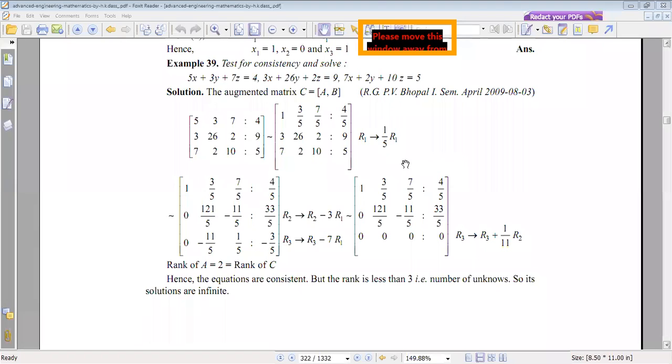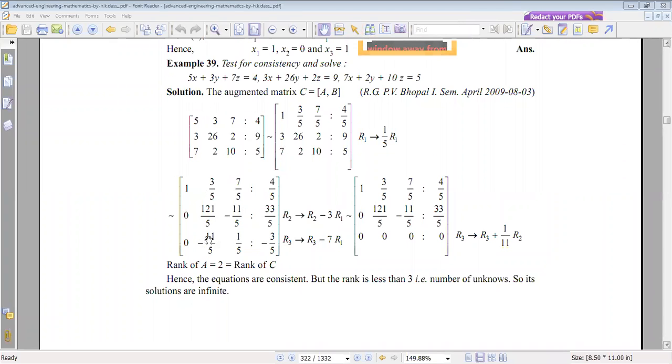Okay, see here. So row 1 tends to 1 by 5 row 1. Again, row 2 tends to row 2 minus 3 row 1. So that 3 minus 3 becomes equal to 0. Clear? So again, row 3 tends to row 3 minus 7 row 1, so that 7 minus 7 becomes equal to 0. Same way we make these calculations also. Simply calculate this one, nothing else. Clear?